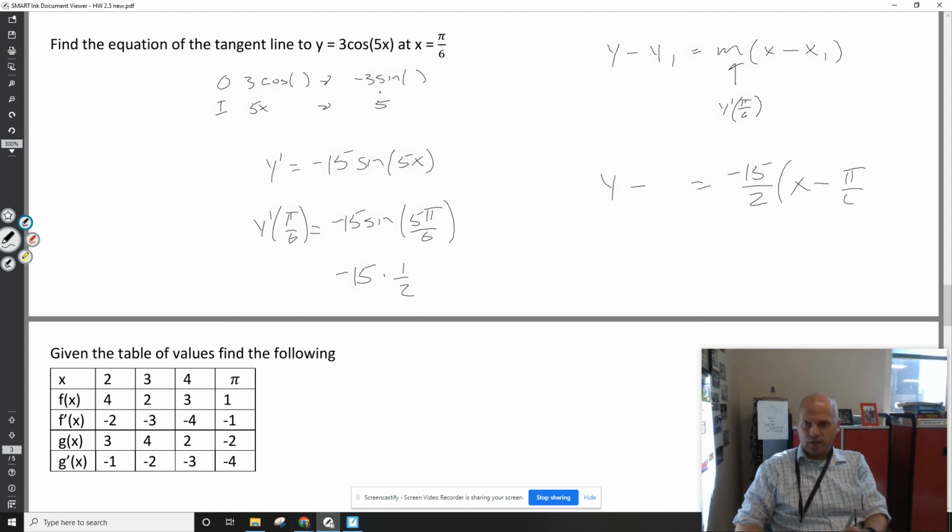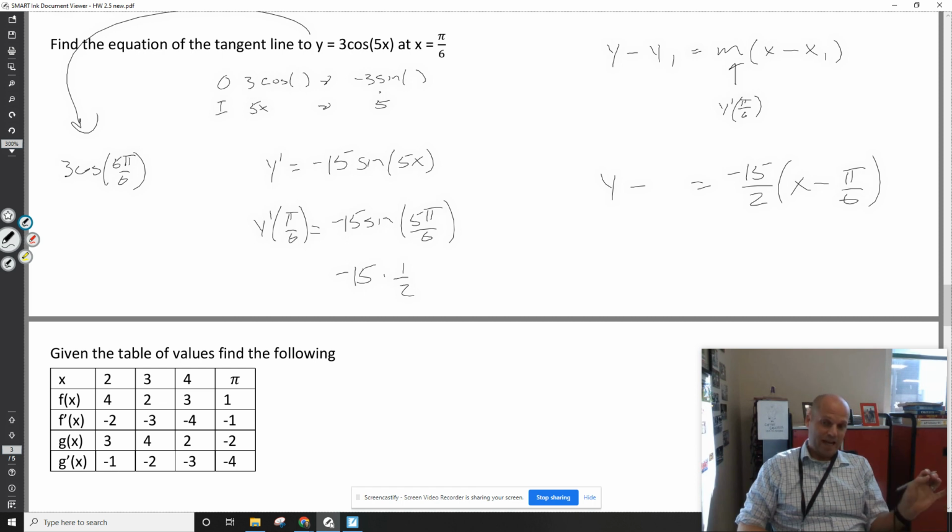That goes here. That's the slope. We're at pi over 6. Great. Don't forget, what else do we need? The y-coordinate. Don't forget to plug in pi over 6 into the original. Cosine of 5 pi over 6 is -√3/2. So this is -3√3/2, or this becomes plus positive.